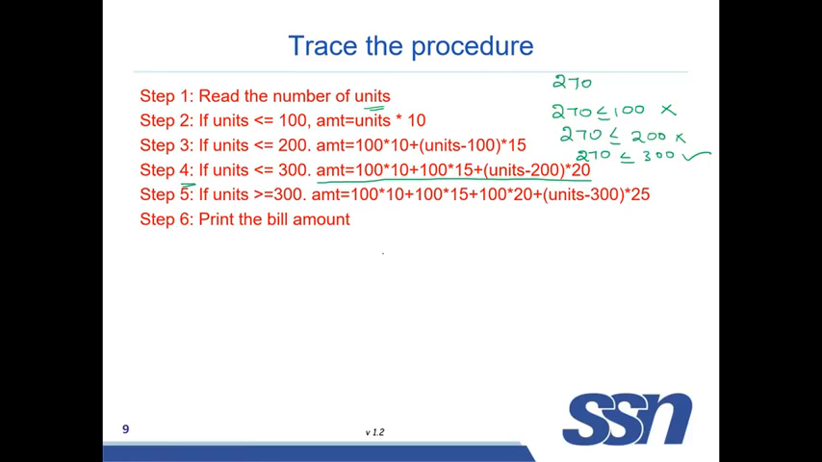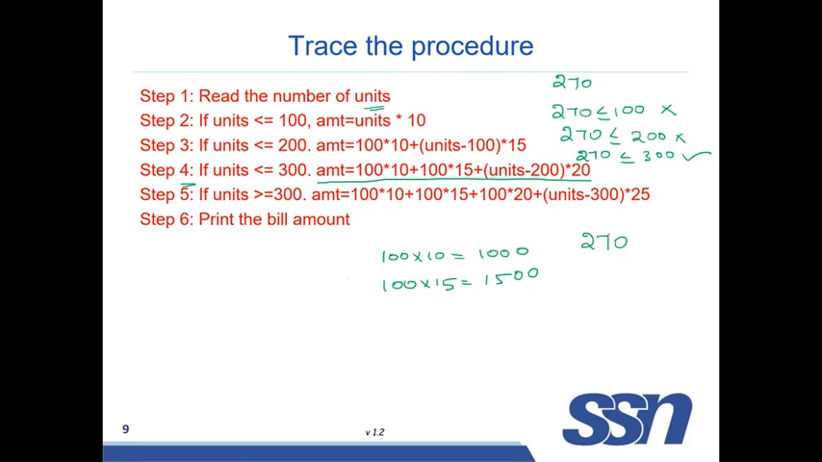For 270, for the first 100, it is going to be 10 rupees, so 1000. For the next 100, it's going to be 15 rupees, so it's going to be 1500. For the remaining units, because you have considered all 200 units, how do you calculate the remaining units?